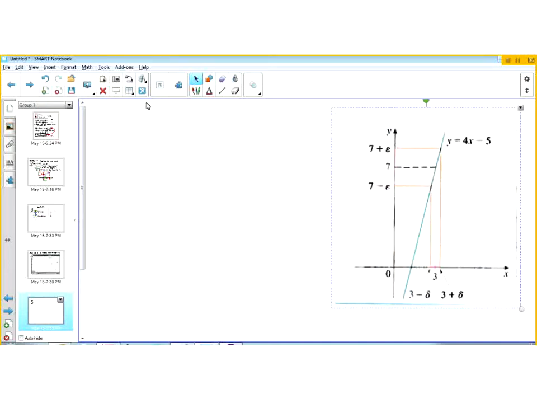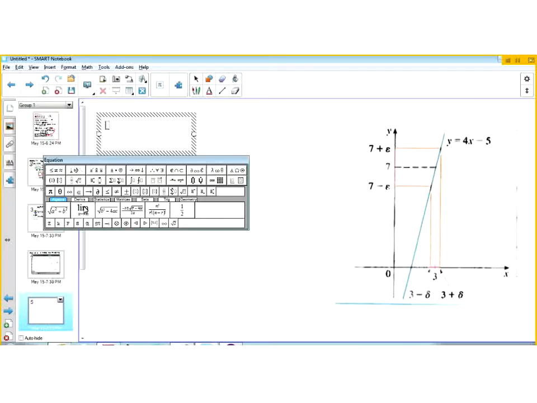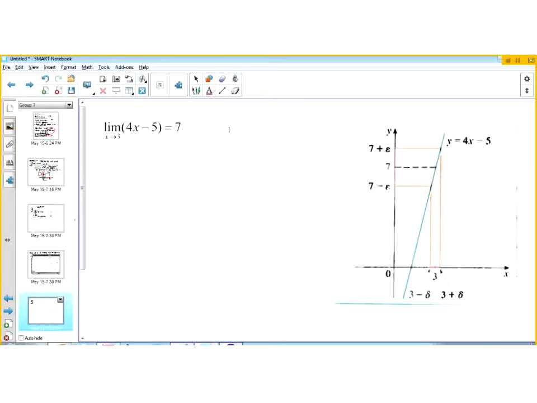Okay, so in this case, the problem is we want to prove that the limit as x approaches 3 of 4x minus 5 is equal to 7. We want to prove this without using direct substitution.